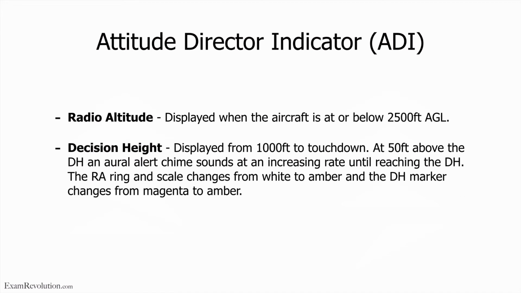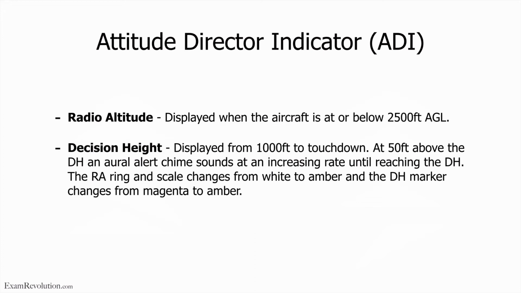So on the attitude director, we also get the radio altitude, right? So on the ADI, we can also get our radio altitude, and this is displayed when the aircraft is at or below 2,500 foot above ground level. Okay, not above sea, above ground level. So the radio altitude gives you your altitude or your height above ground level.